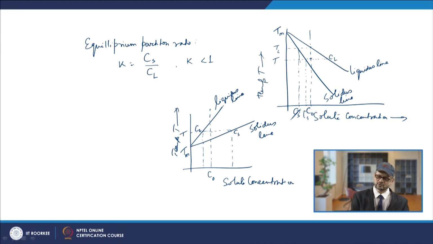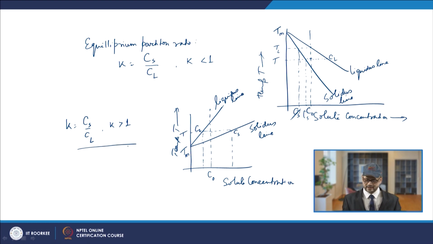As we come down, it continues to fall. So, as you decrease the temperature, this Cs value as well as Cl value, they both will be decreasing with time. Whereas in this case Cs and Cl both increase with time. But if you talk about the equilibrium partition ratio Cs by Cl, in this case K is more than 1.